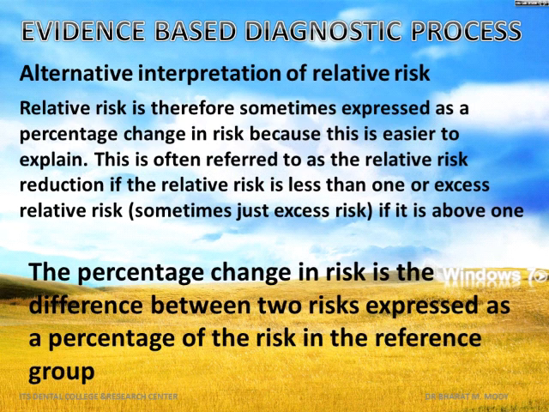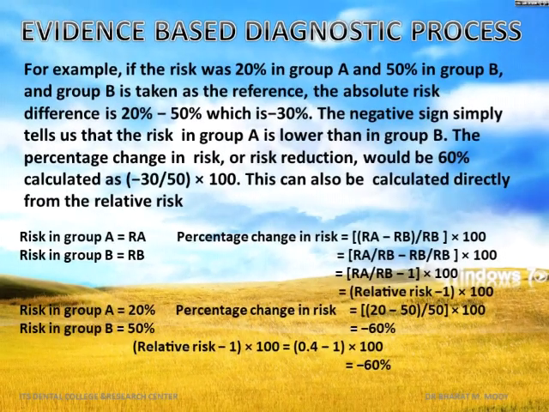The alternate interpretation of relative risk can be expressed as a percentage change in the risk. That is easier to explain, because visually and thinking wise, it is much better to have this. The percentage change is the risk difference between the two risks as a percentage of the risk in the reference group. So you take the reference group, and what is the change to that reference group, that is what you want to see.